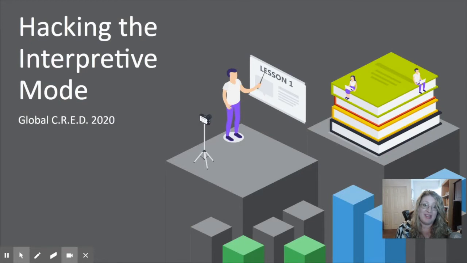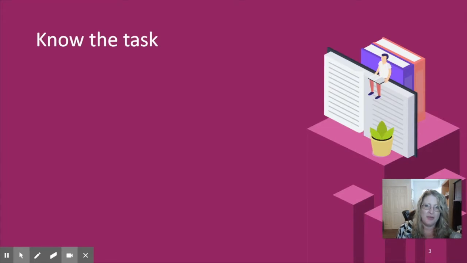Today, I'm going to be talking to you about hacking the interpretive mode. So, the first thing to think about if you're working on improving your skills in the interpretive mode is to understand what we mean by the interpretive mode. What kind of task is a task that's in the interpretive mode?